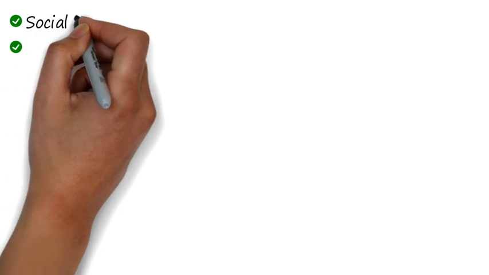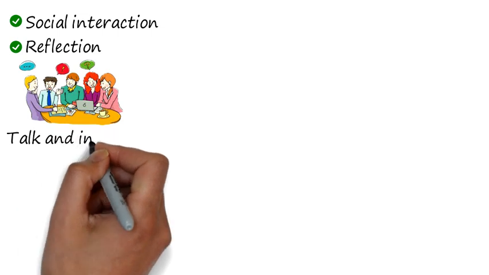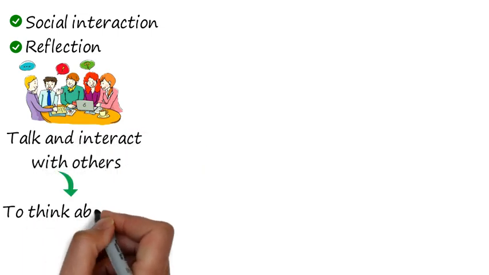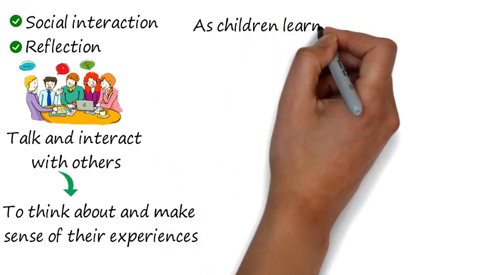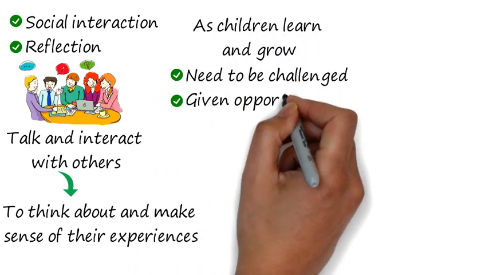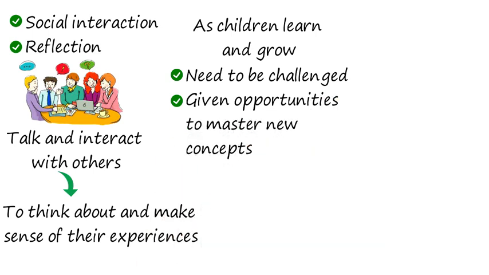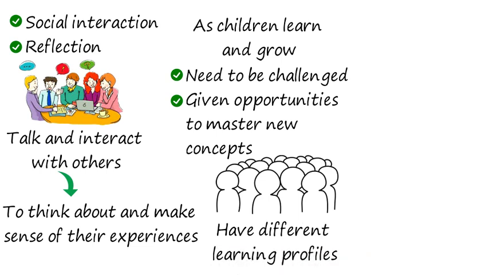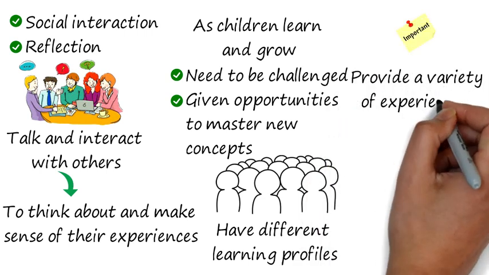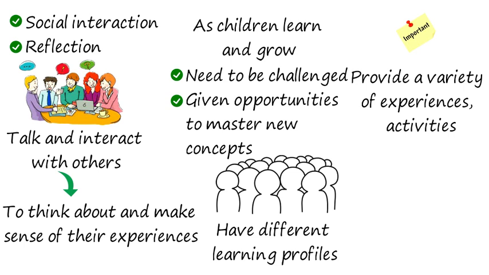In addition to play, children also need social interaction and reflection. This means opportunities to talk and interact with others and to think about and make sense of their experiences. And as children learn and grow, they need to be challenged and given opportunities to master new concepts. But it's important to remember that all children have different learning profiles, so what works for one child may not work for another. That's why it's important to provide a variety of experiences and activities and to be responsive to each child's individual needs and interests.